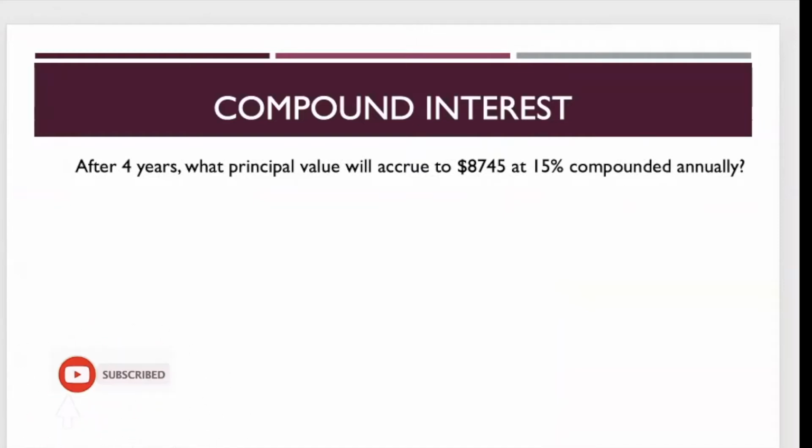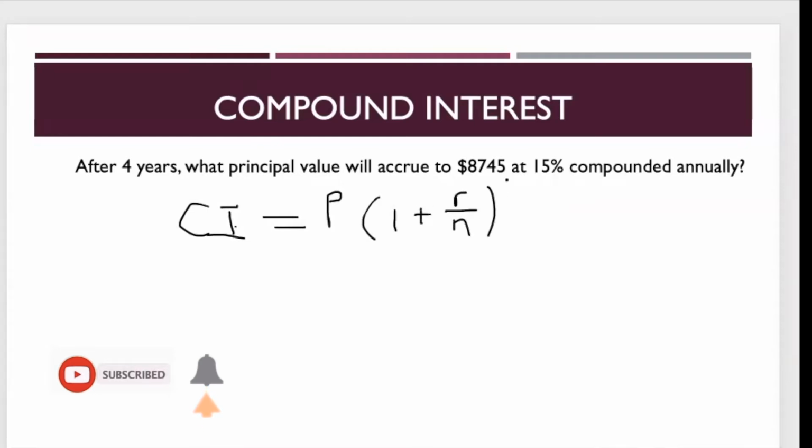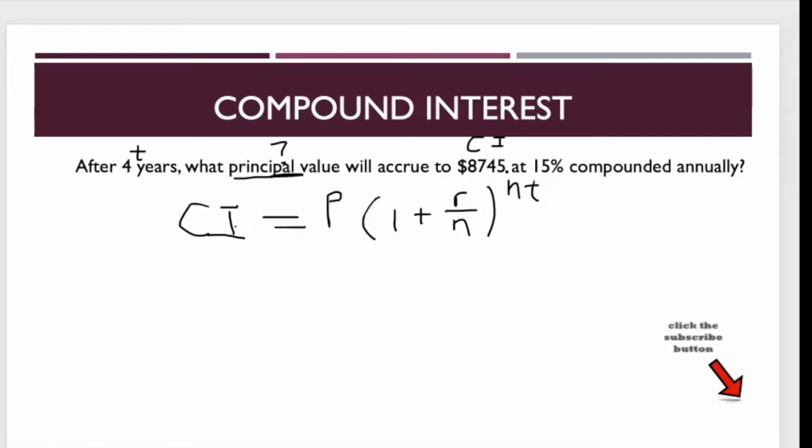First, let me go ahead and write the formula. So compound interest is equal to the principal, open bracket, 1 plus r over n, close bracket, raised to the nt. 4 years represents time. This is the compound interest. What principal value? So if you realize we're finding the principal value that will accumulate to $8,745 at 15% compounded. So the 15% represents the rate. Annually represents n. So annually is n equal 1.